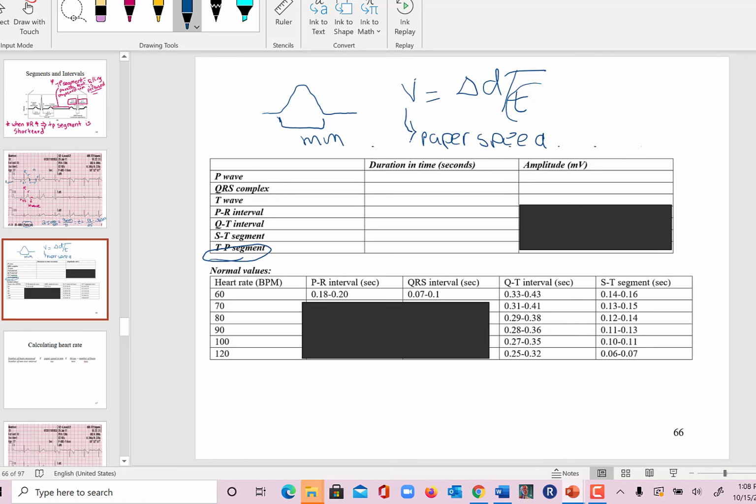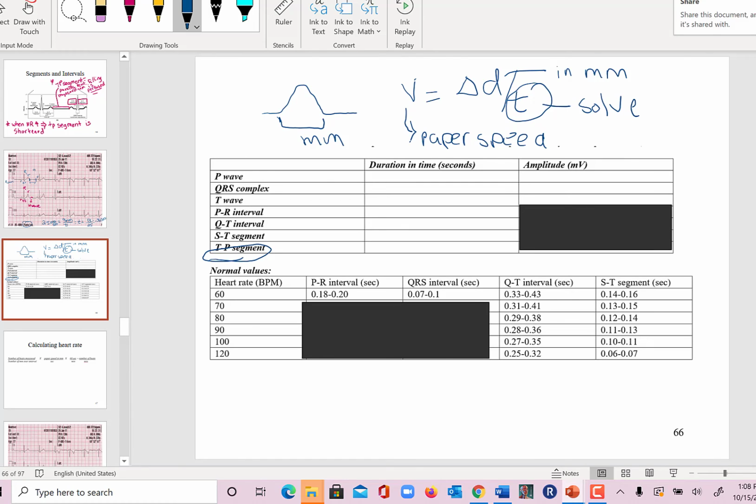Your job is to solve for the time, and again, it's in seconds. Down here we have some normal values for heart rate and the PR interval, QRS interval, ST segment, etc. Excuse the traffic, sorry.